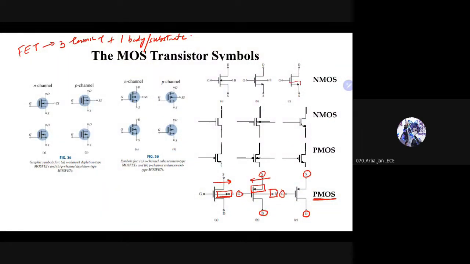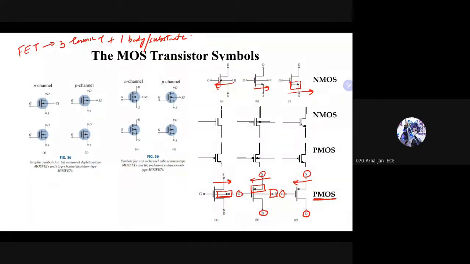So in NMOS, the arrow will go outside. And if it is marked on the body terminal, then it should go inside. तो वो उसका उल्टा है. So these are the symbols of PMOS and NMOS transistors.